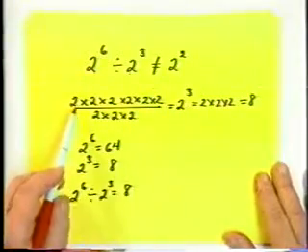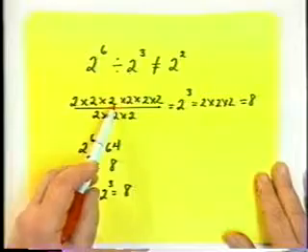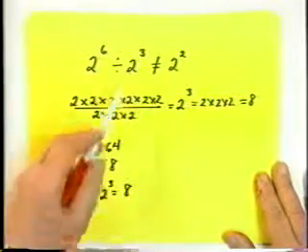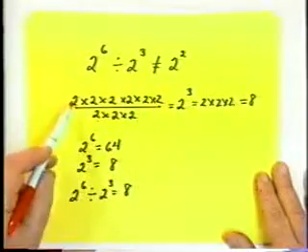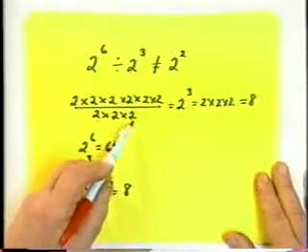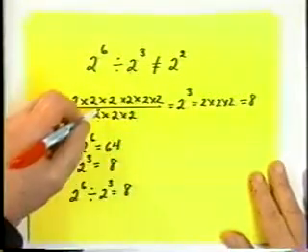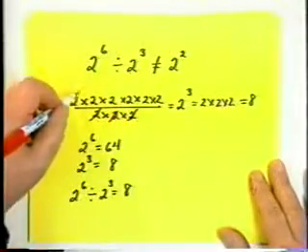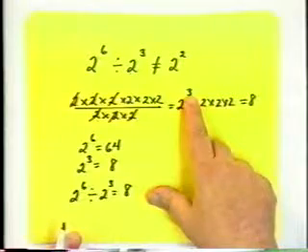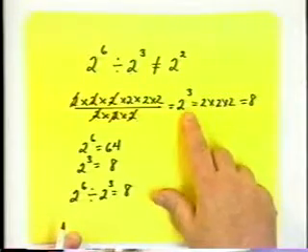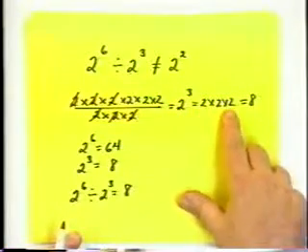How do we know that? Well, 2 to the 6th power means 2 times 2 times 2 times 2 times 2 times 2. 2 to the 3rd power means 2 times 2 times 2. There are 6 factors of 2 upstairs. There are 3 factors of 2 downstairs. The 3 factors downstairs cancel with 3 of the 6 upstairs, leaving me with 3 factors. 2 to the 3rd power happens to be 2 times 2 times 2, which is 8.